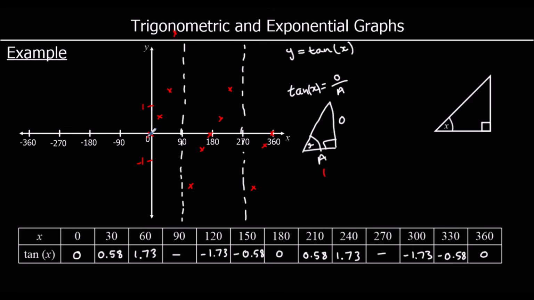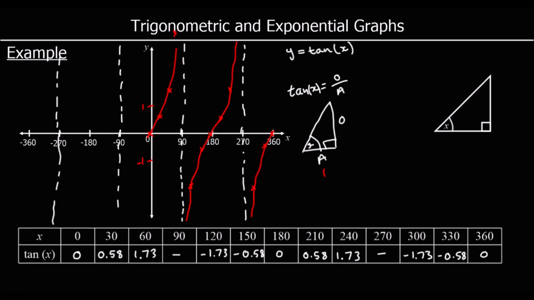So what we get is this asymptote. It's getting closer and closer to this line, but never actually reaching it. So the tan graph looks like this, and it repeats every 180 degrees. So we're going to get the same thing at minus 90 and minus 270 degrees. So the exact same pattern repeating over and over again every 180 degrees.